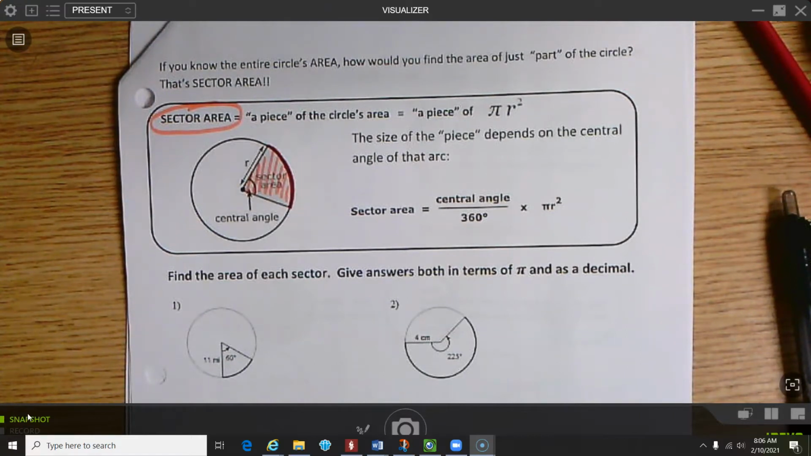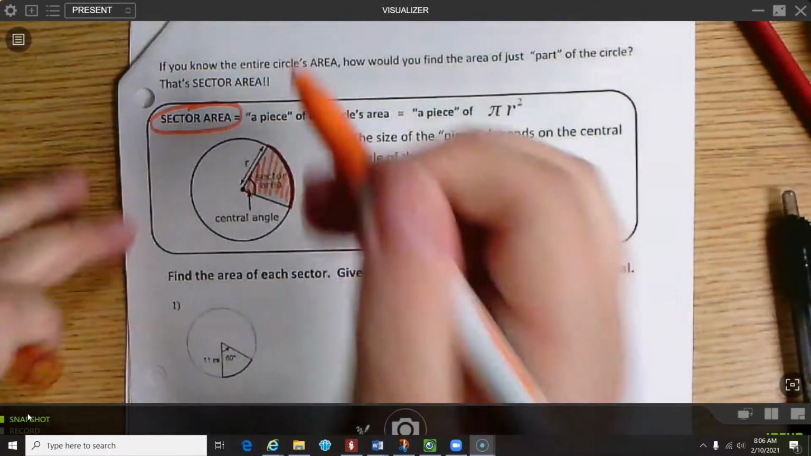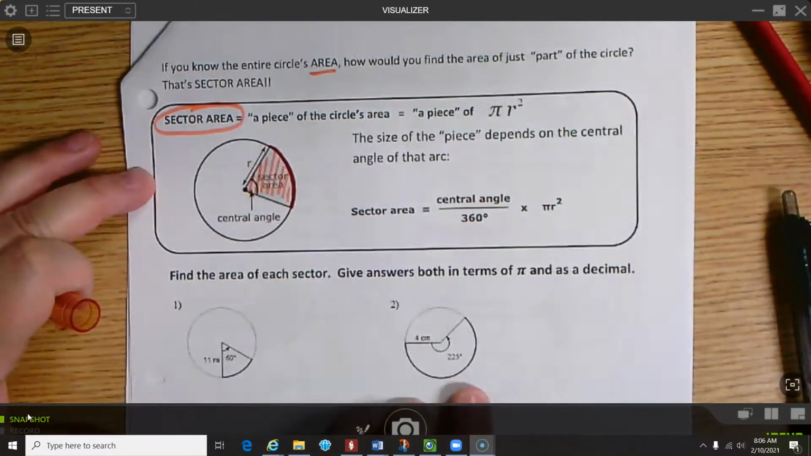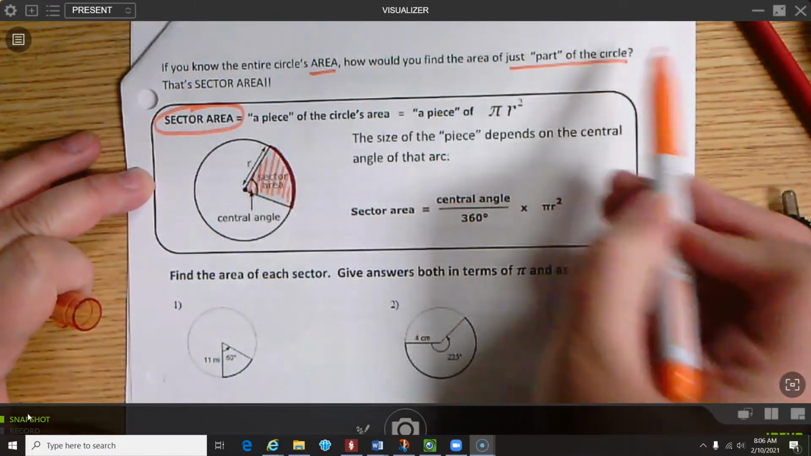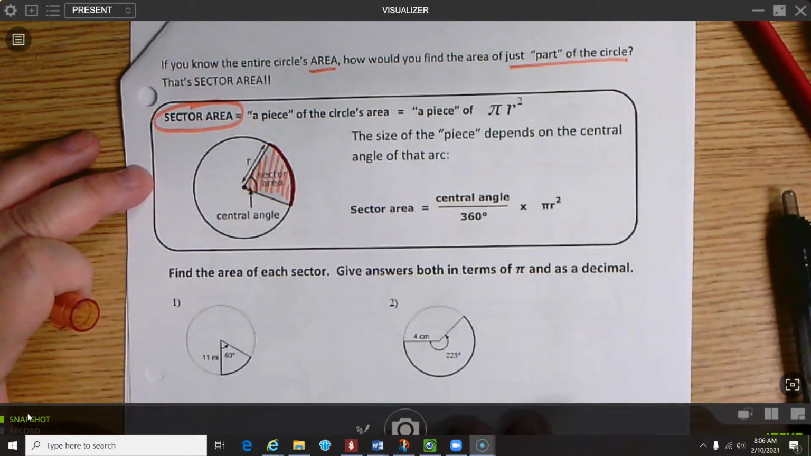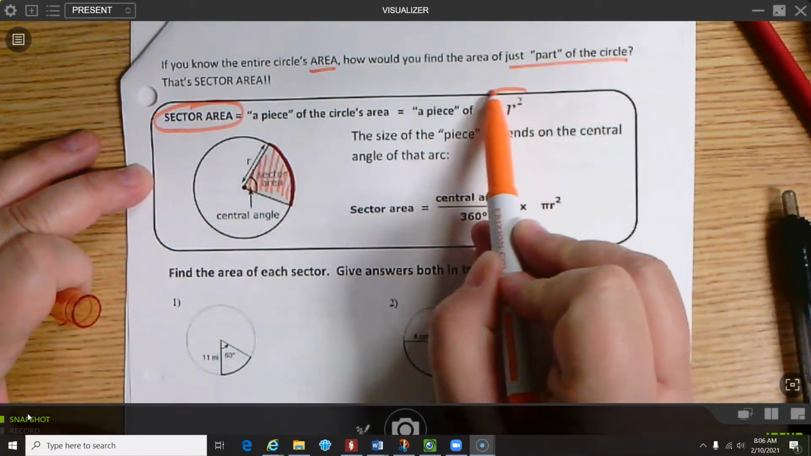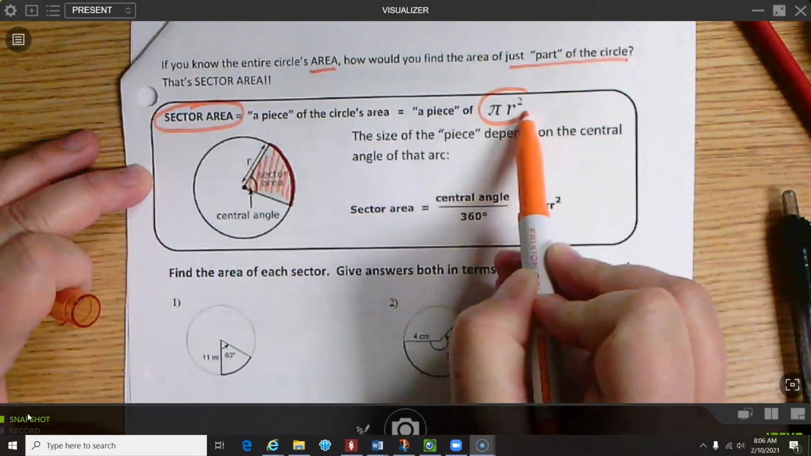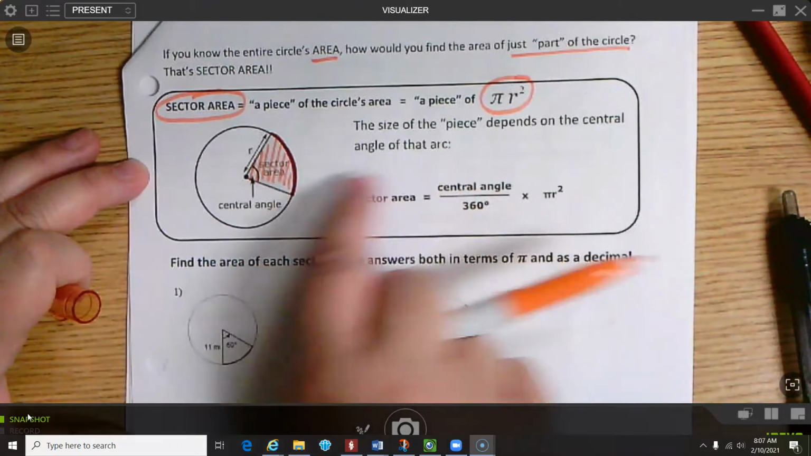So we're just basically finding a piece of the circle's area instead of the whole area. Just part of the circle. So that means we're finding part of the area of the circle, which is pi r squared. Pi r squared is the formula for that, and the size of the piece depends on this angle.